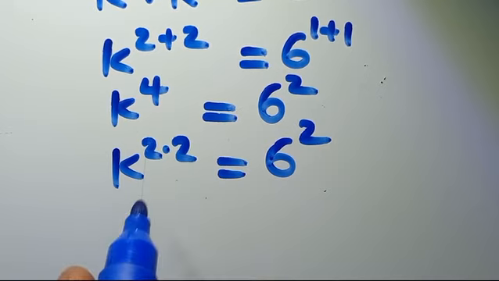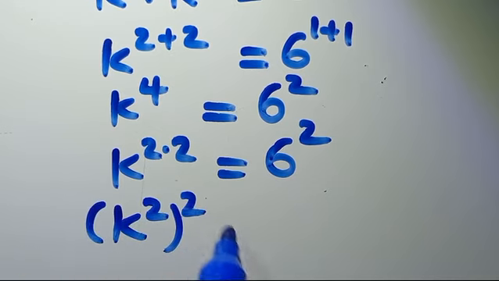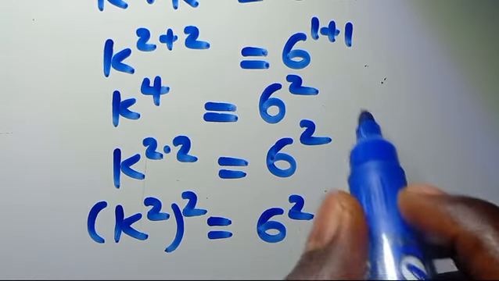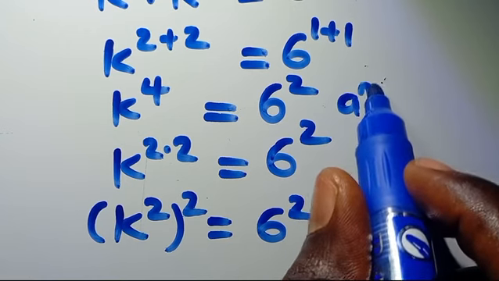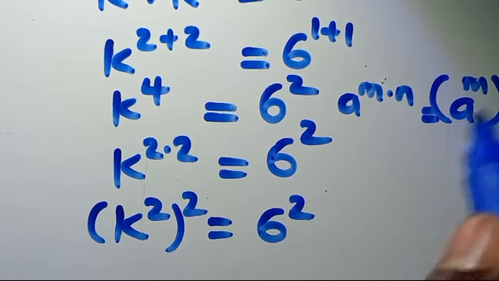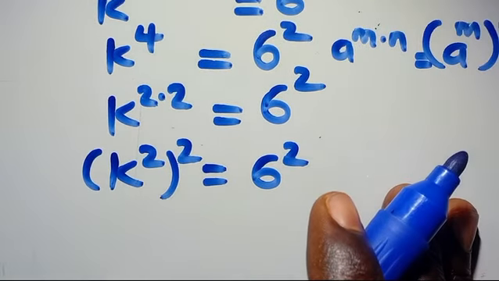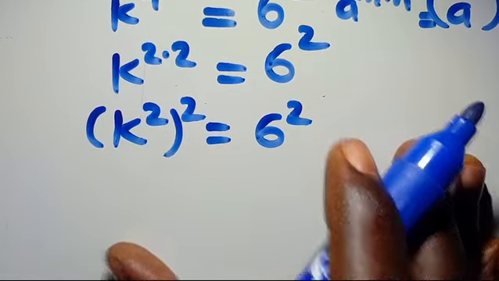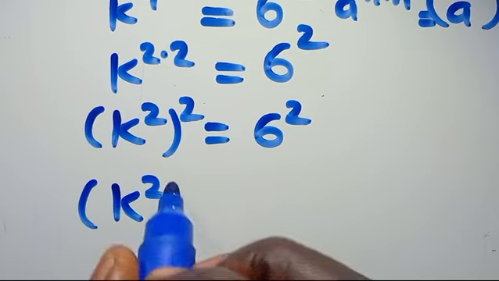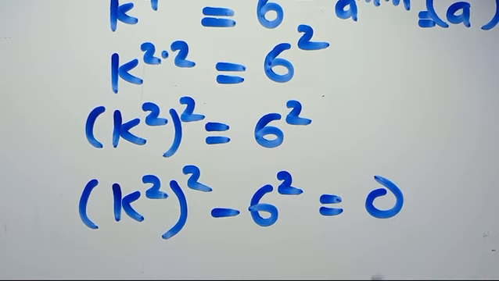So from here we have k to the power of 2. We can interchange this as 2 to the power of 2 equals 6 to the power of 2. Because when we have a to the power of m times n, it equals a to the power of m to the power of n. So taking this one here, we have k to the power of 2 to the power of 2 minus 6 to the power of 2 equals 0.